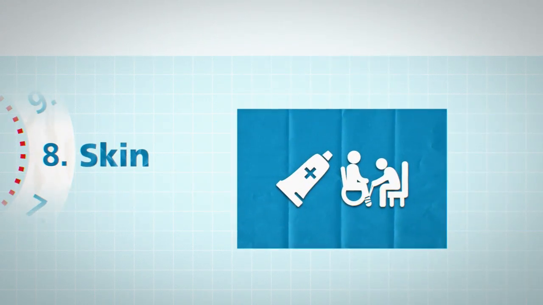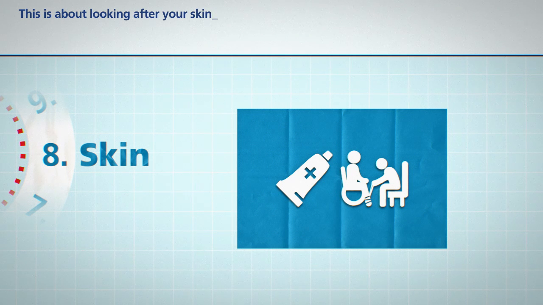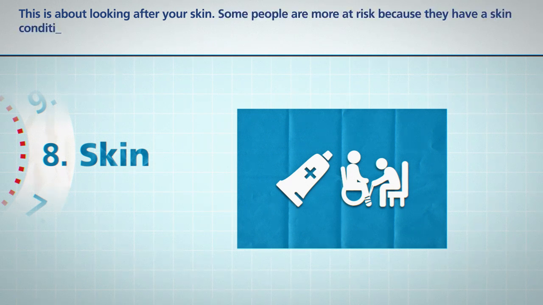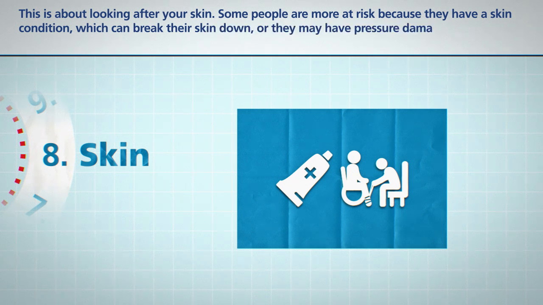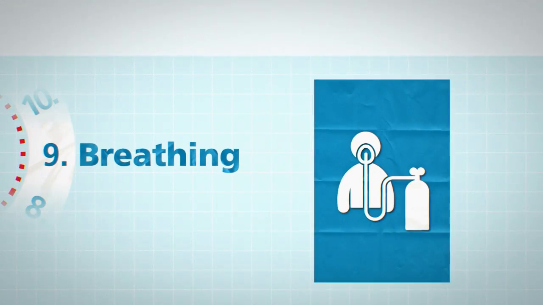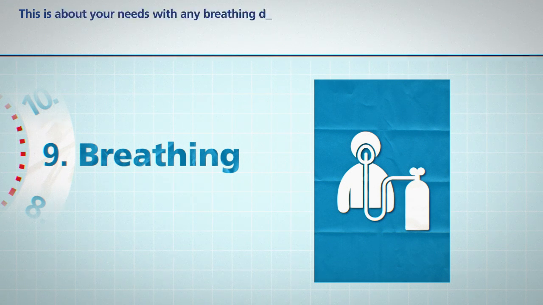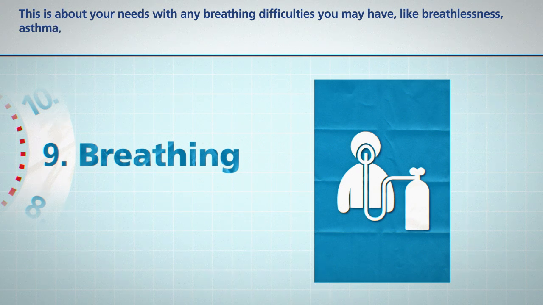8. Skin. This is about looking after your skin. Some people are more at risk because they have a skin condition which can break their skin down, or they may have pressure damage or wounds that take a long time to heal. 9. Breathing. This is about your needs with any breathing difficulties you may have, like breathlessness, asthma, or chronic obstructive pulmonary disease.